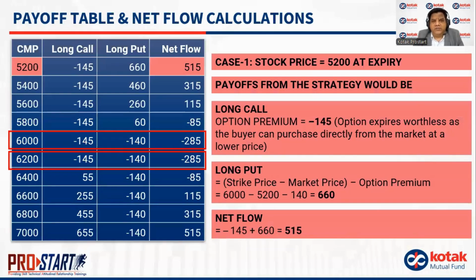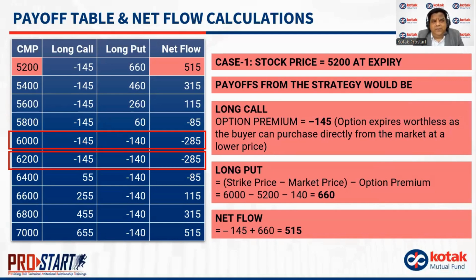Let's look at what happens here. Case 1. Let's say the stock price reaches 5,200 at expiry. What would be the payoff from each of the legs? Let's look at the first leg, which is long call. Now, if the market price is 5,200, why am I going to buy at 6,200? So what will I do? I will forgo my option, let it expire worthless, and I will have a loss which is limited to the long call premium in this case, which is 145 rupees.